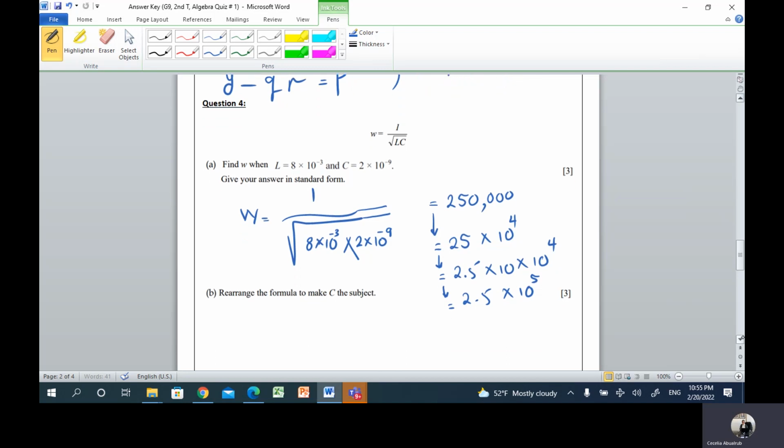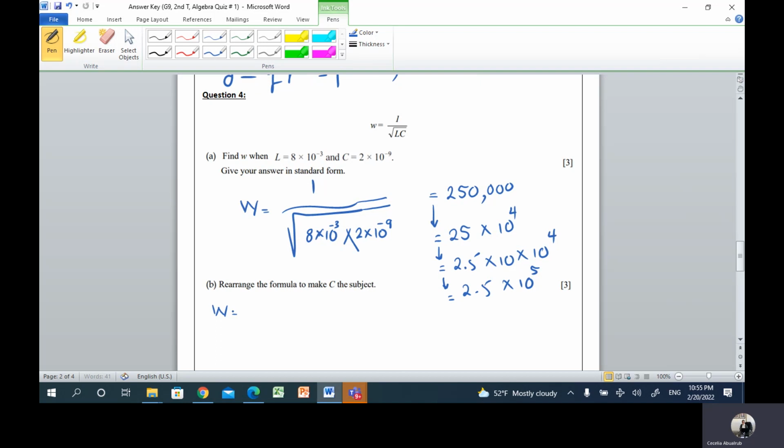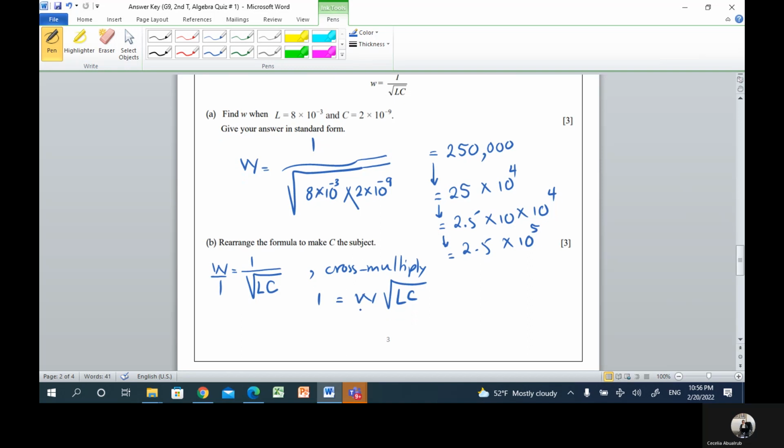Okay? Now they want us to make C the subject, so the formula is W equals 1 over square root of L times C. This one is over 1. You cross multiply. So 1 times 1, it will be 1 equals W times LC. Before we do this, there is another way, that is, I think, easier. It's W is equal to 1 over square root of LC.